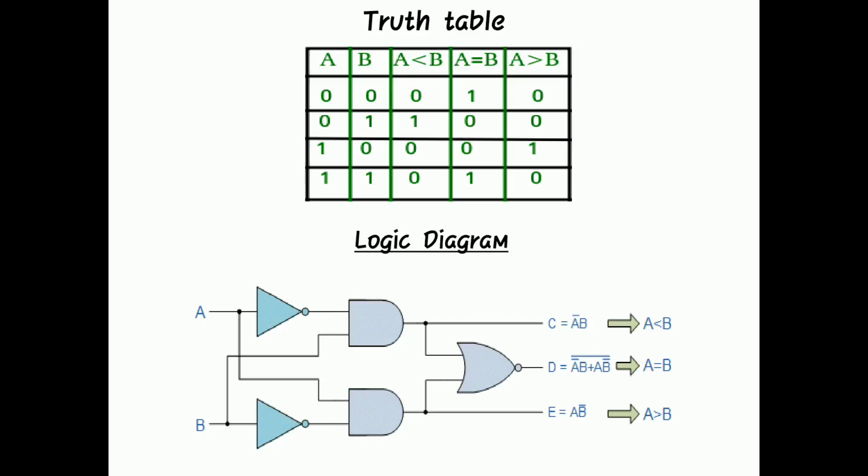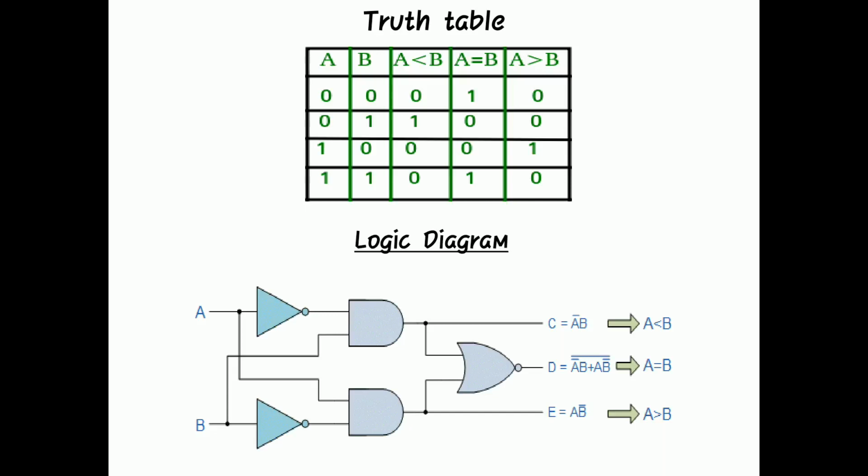Now I will go with the first combination, that is 0 0. Consider 0 0. Whether A is less than B, we need to see. Is 0 less than 0? No. So the value will be 0. Now see A equal to B. A is 0, B is 0. I am going with the first combination, 0 0. Is 0 equal to 0? Yes. So A equal to B will be 1.